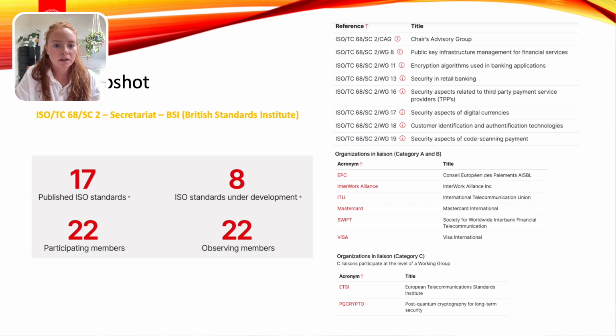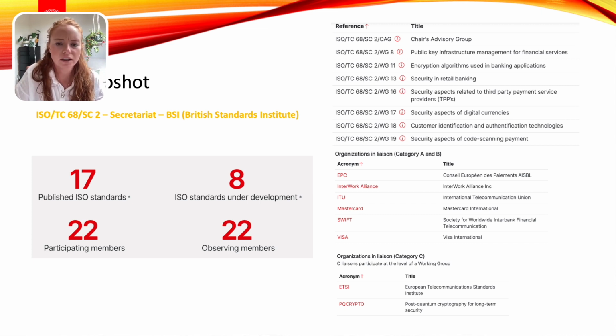So we have 17 published ISO standards that are under the responsibility of SC2. We have an additional 8 that are in the developmental phases within some of the working groups. We have 22 participating members. So it's a good number of participants in the SC2 ecosystem, with an additional 22 observing. And I'm sure as part of the TC68 webinar, it was described to you the difference between participating and observing members. The observing members still have a vital role to play, although not necessarily taking a direct role in the influence and creation of the standard itself.